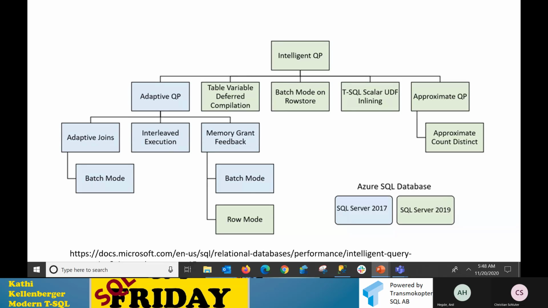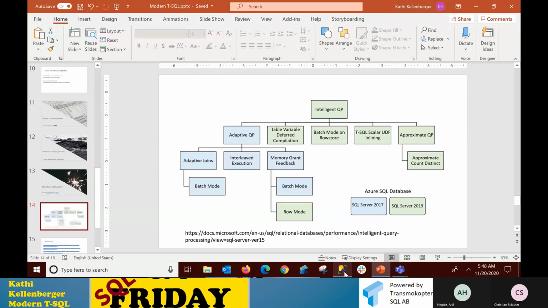Typically, what I've found, and hopefully I'm right on this, is that if they have anything to do with the word batch, those are the ones that require Enterprise Edition. So like the memory grant feedback, adaptive joins, and batch mode on row store. Unfortunately, I think batch mode on row store and adaptive joins are my two favorites. So let's take a look at those.